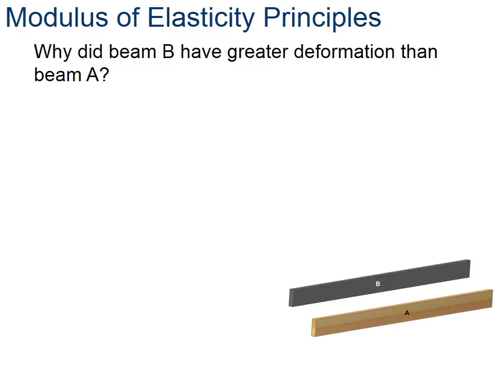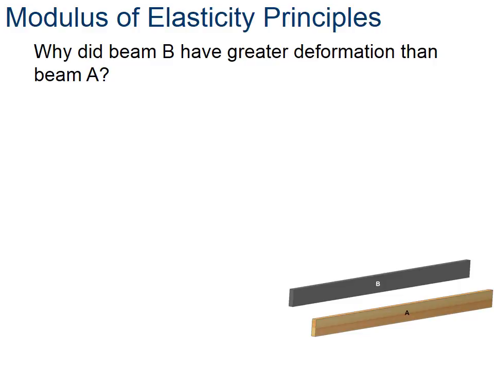So we want to know why. Why did beam B have greater deformation than beam A? Well, you could say it's very simple. The one's made out of plastic and the one's made out of wood. But that's not going to really solve our problem, because there are plastics and composites out there that are actually stronger than wood.